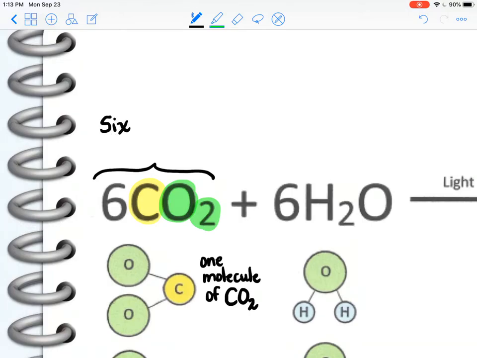6 molecules of carbon dioxide. Di, D-I, means 2.